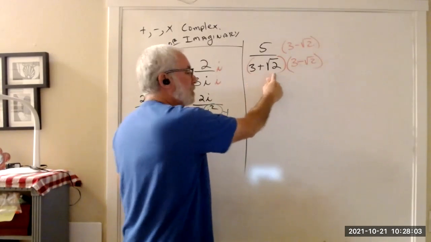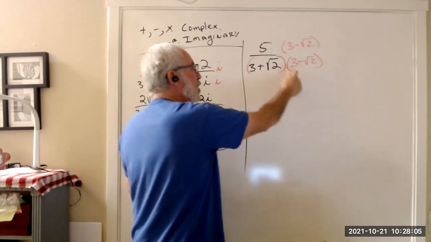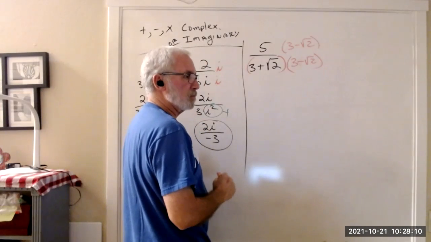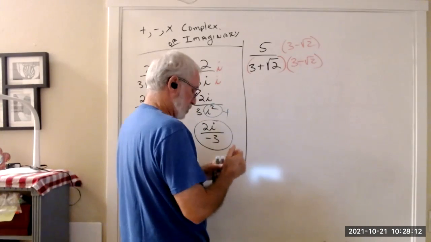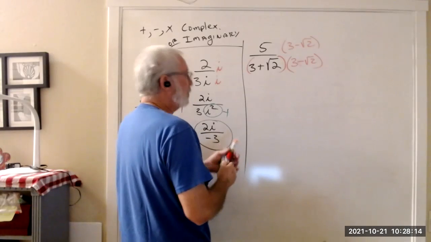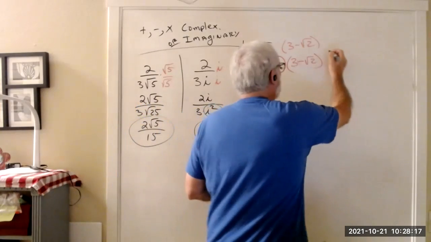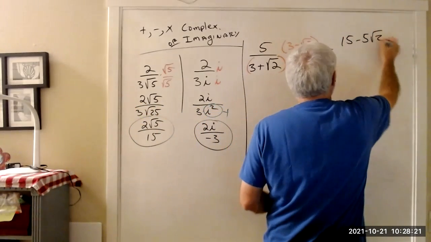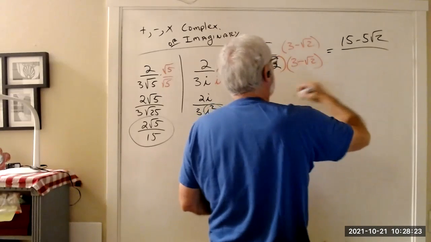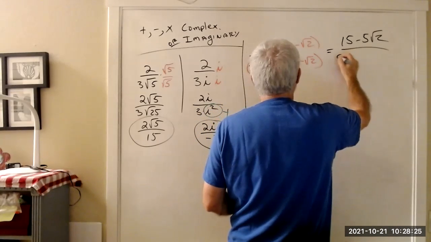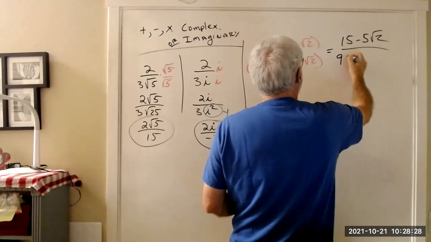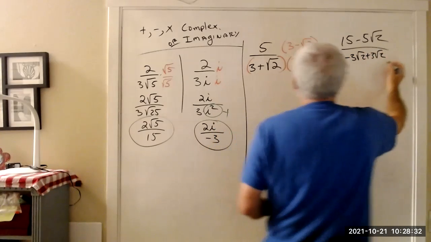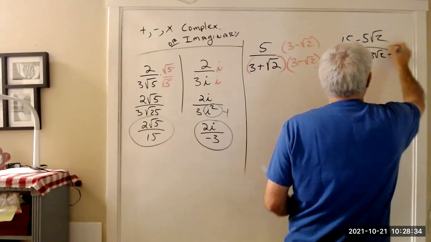If the problem gave you 3 plus the square root of 2, you multiply top and bottom by 3 minus the square root of 2. Okay, and then you go off to your scratch paper to do all the work. So you have 15 minus 5 radical 2. On bottom, you're going to have 9 minus 3 radical 2 plus 3 radical 2 minus radical 4.